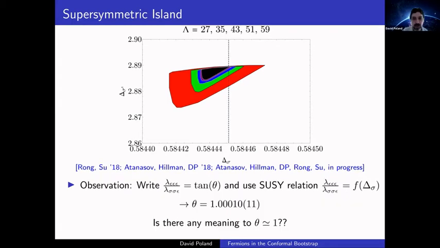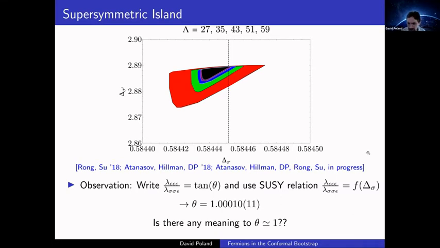Just one curiosity that I wanted to mention, which has been keeping me up at night, is that supersymmetry imposes that the OPE coefficients involving sigma and epsilon are related to each other. In particular, they're a particular function of the scaling dimension of sigma. It's a certain rational function that you can work out using supersymmetry.